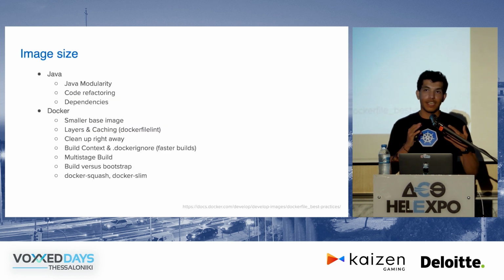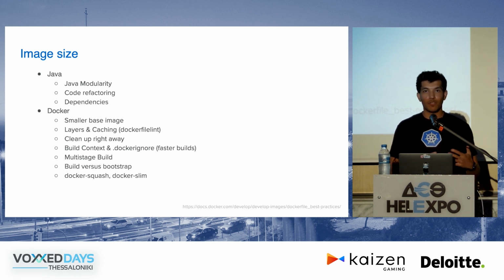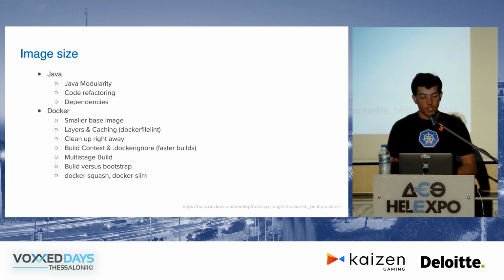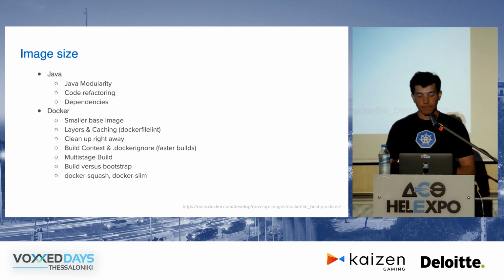The second thing is to optimize the image size. And for that, there are a couple of things that we can follow, both from the Java side and from the Docker side. So from the Java side, in Java 9, there is a project that was introduced called Jigsaw, or Java Modularity.